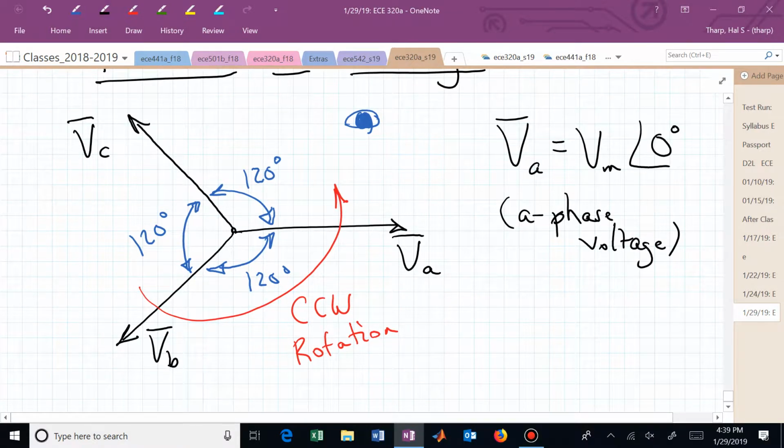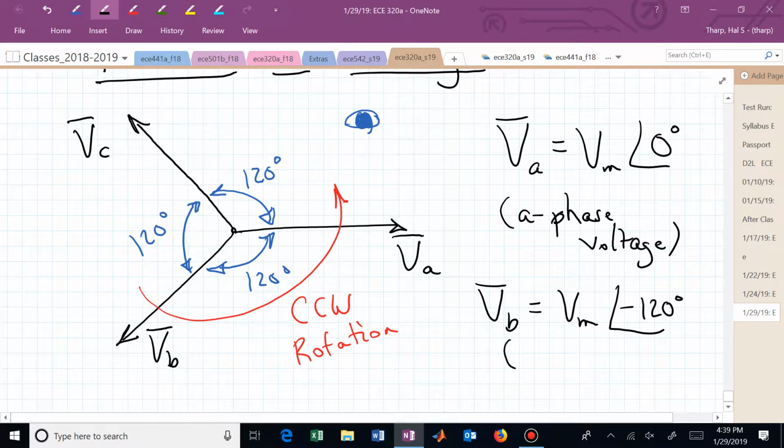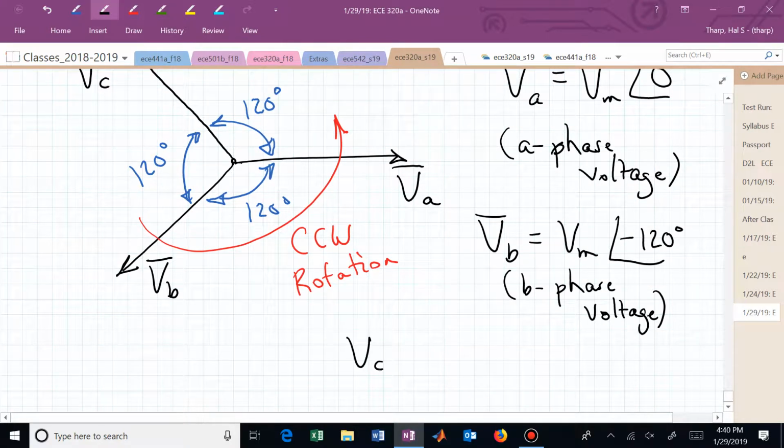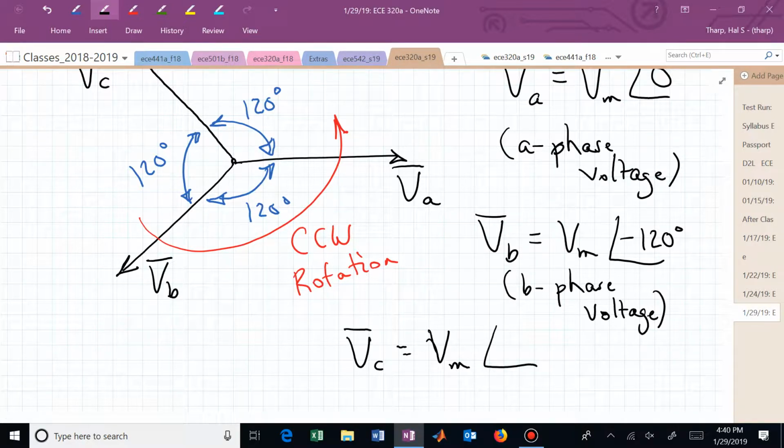If that's the A phase, now you know what the B phase is. If it's balanced, it has the same magnitude, and what's its angle? It's now minus 120 degrees, and this is now the B phase voltage. And finally, the C phase has the same magnitude. These are balanced. And what's its angle? Minus 240 plus 120. It's 120 away from B and A.